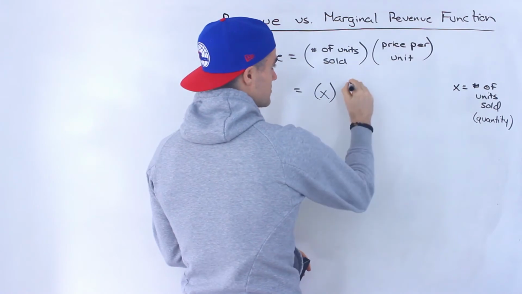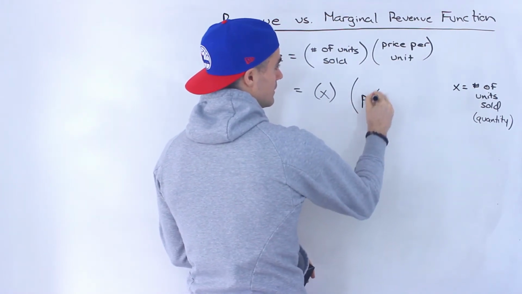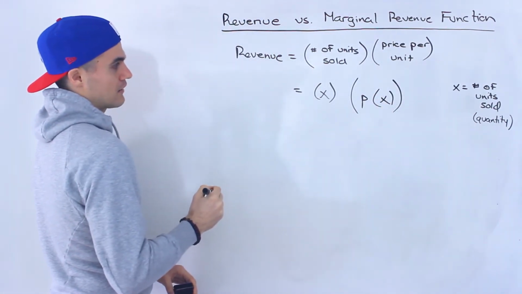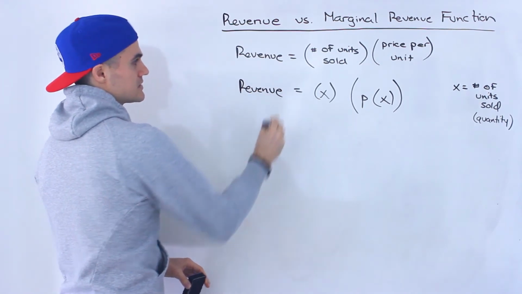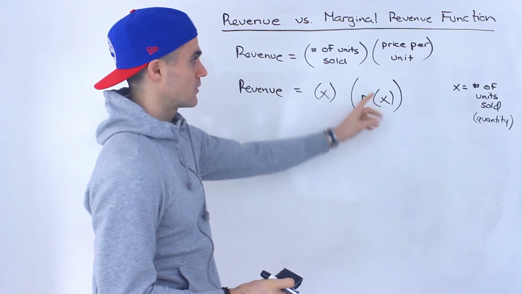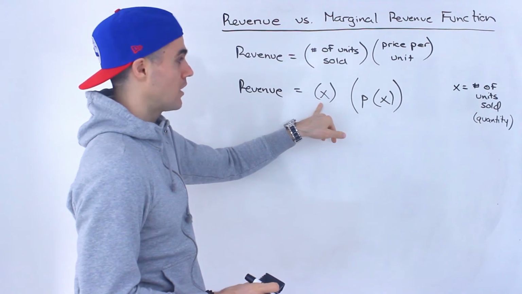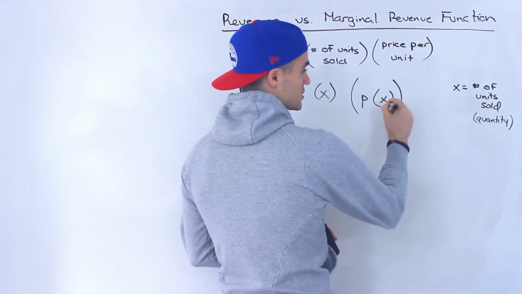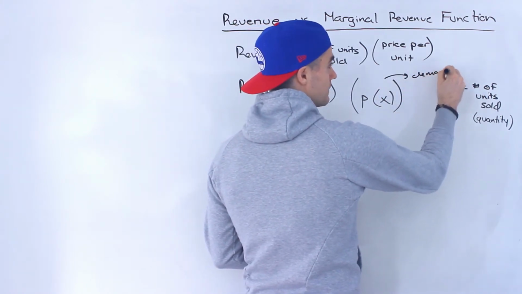So for this bracket, we can create a function p, and that's going to be p of x. So the revenue is equal to x times p of x. The price is a function of x, of the number of units sold. Sometimes you'll see this called a price function, and sometimes you'll see it called a demand function.